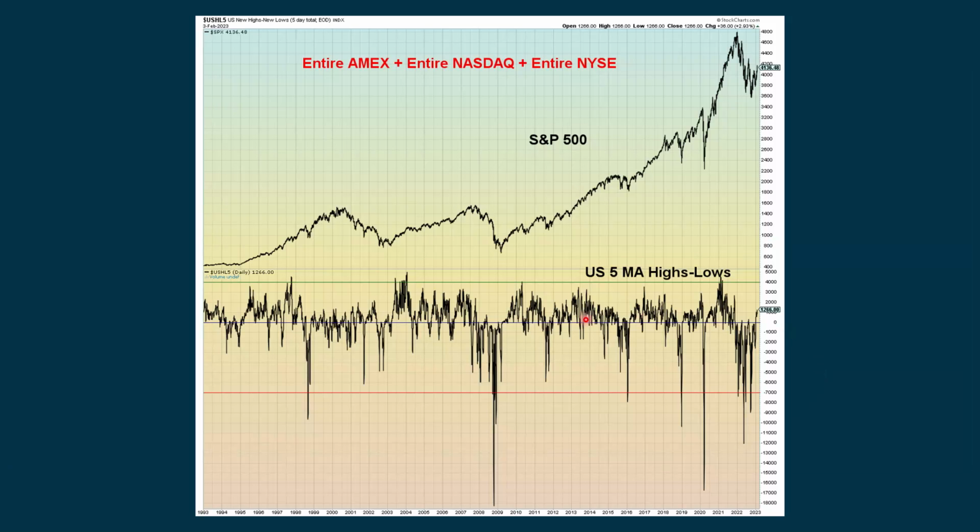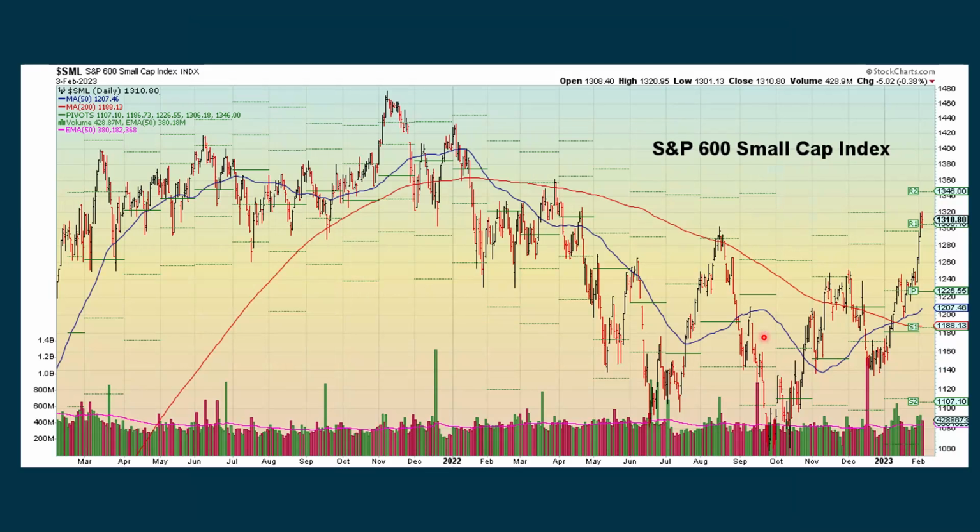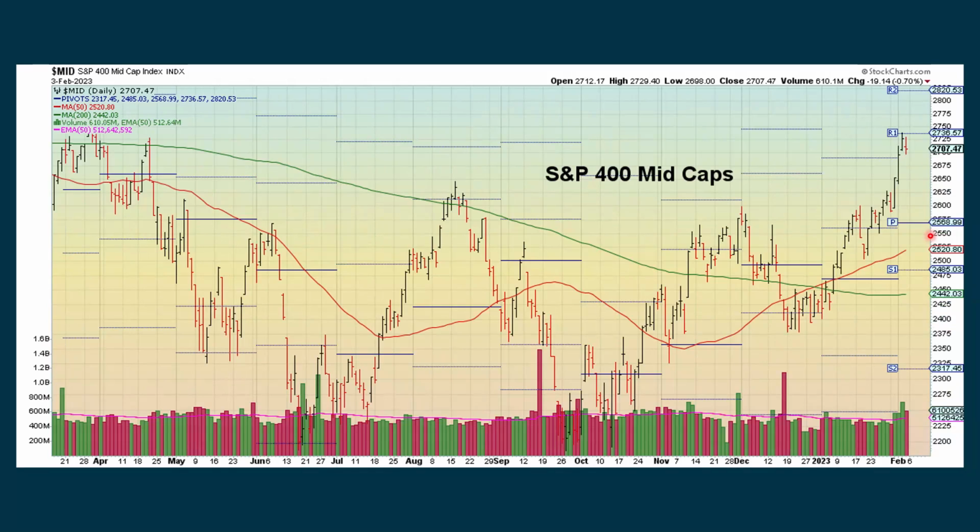Looking at some different indexes, this takes the Amex, the NASDAQ, and the NYSE together and then looks at a 5-period moving average of the highs minus the lows. When we're above zero, that is more positive. Small caps, recent golden cross in an uptrend, closed just a little bit above R1. Mid caps, recent golden cross, going up to R1, hitting that as resistance and then backing back down.